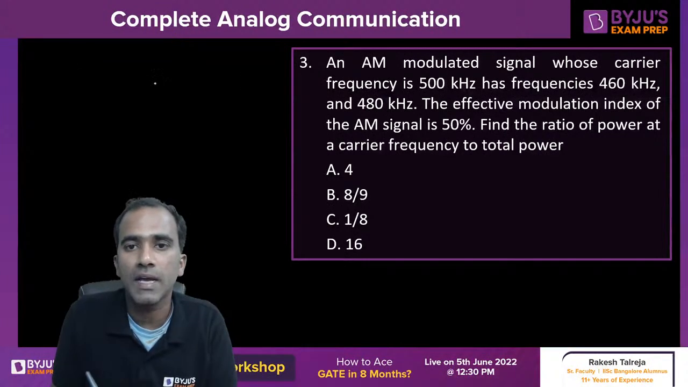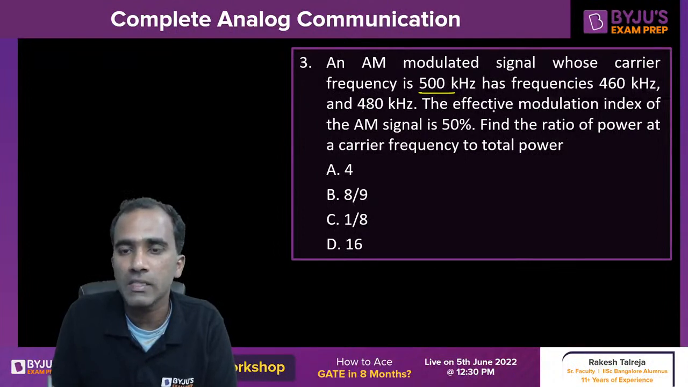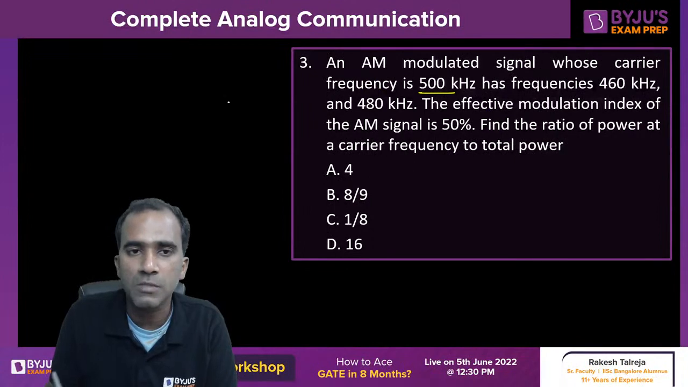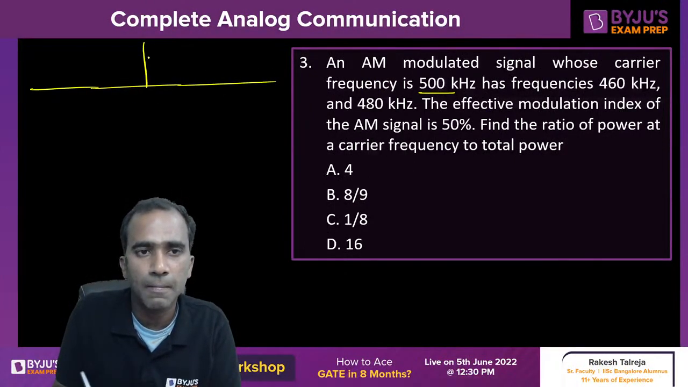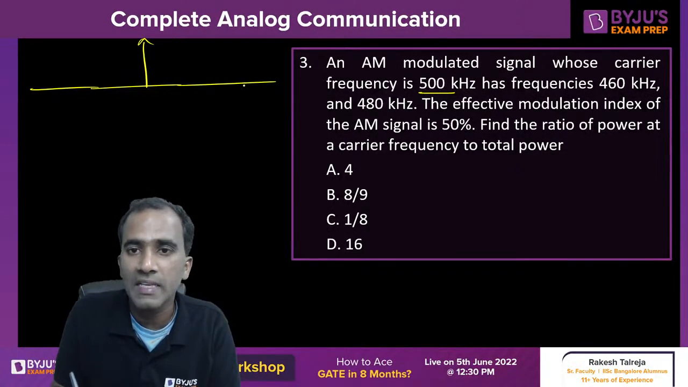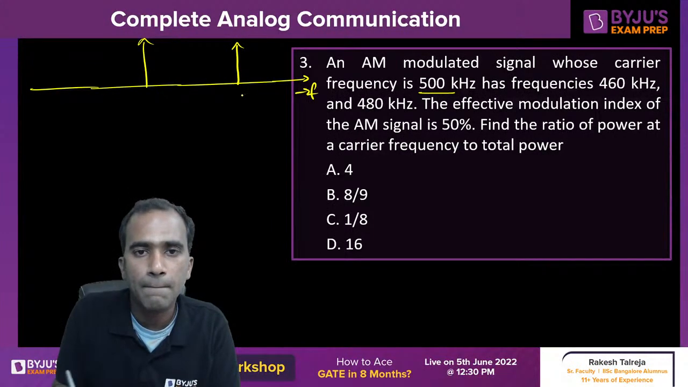An AM signal whose carrier frequency is 500 kHz has frequencies 460 kHz and 480 kHz. Now, just looking at this information, can you quickly plot the spectrum of the AM signal? I've not taken the easiest questions, I'm taking slightly tricky questions. There are very easy questions also possible from this topic, but I have not taken them because anybody can solve easy questions.